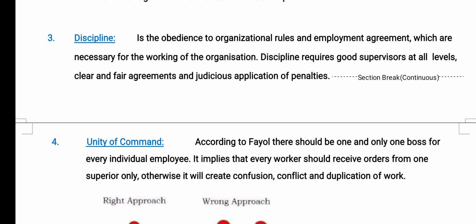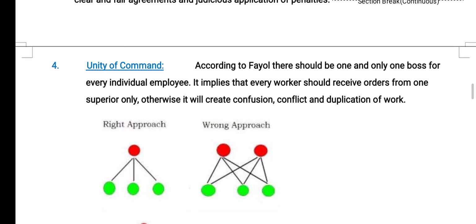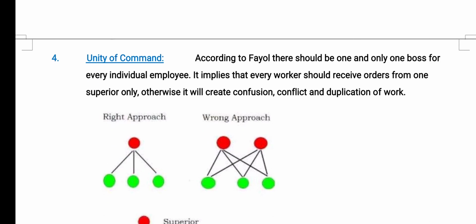So now we'll move to our next principle, that is unity of command. This principle says that each participant in a formal organization should receive orders from and be responsible to only one superior. Means there should be command given to the workers by only one supervisor, because if it is given by different supervisors, then the workers will get confused about whom to follow. So this principle states that there should be one and only one boss for each individual employee.